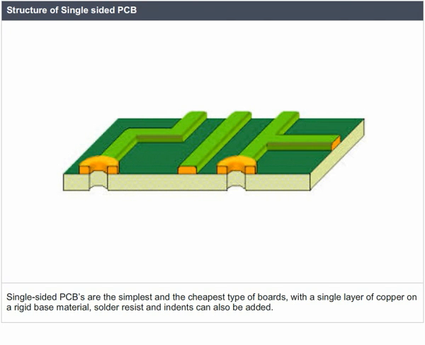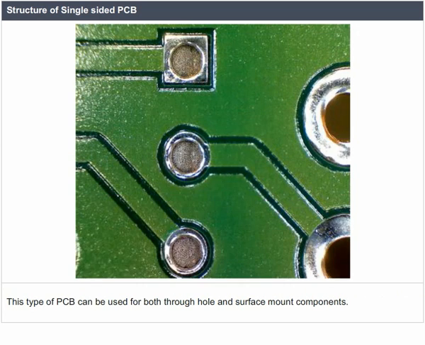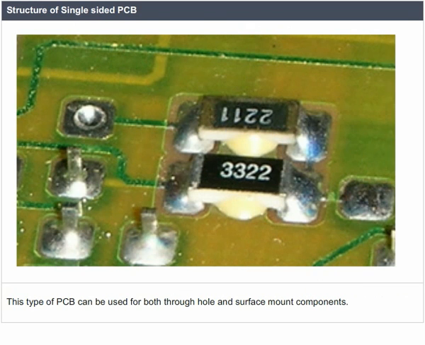Single-sided PCBs are the simplest and the cheapest type of boards with a single layer of copper on a rigid base material. Solder resist and indents can also be added. This type of PCB can be used for both through-hole and surface mount components.